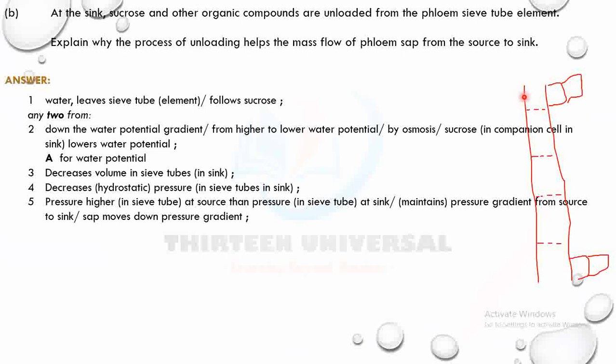And due to the hydrostatic pressure gradient, high at the source and low at the sink, sap moves by mass flow from source to sink. Okay? Alright. So let's quickly look at the next question.